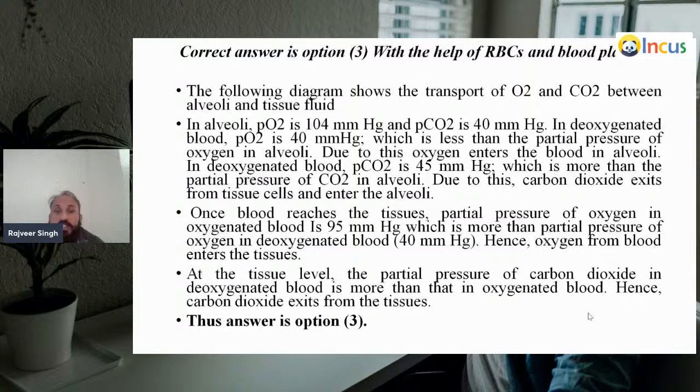Once blood reaches the tissue, the partial pressure of oxygen in oxygenated blood is 95 mm of Hg, which is more than the partial pressure of oxygen in deoxygenated blood, 40 mm Hg. Hence, oxygen from the blood enters the tissue. At the tissue level, the partial pressure of carbon dioxide in the tissue is more than that of oxygenated blood. Hence, carbon dioxide exits from the tissue. Okay, so that is why our answer is the third.